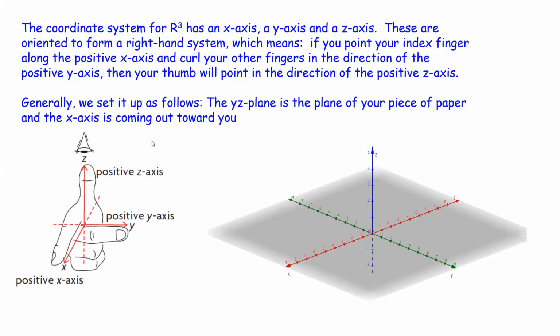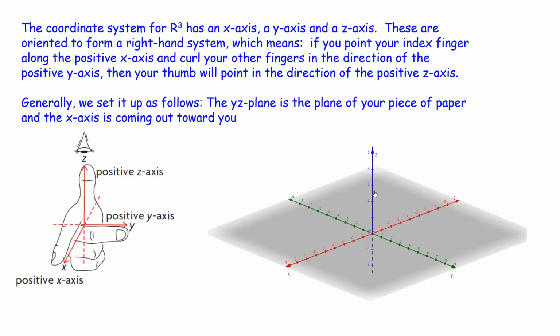So generally we refer to it as the YZ plane is the plane that is your piece of paper. So if you're looking at the screen right now, the YZ plane would be the piece of paper that you're looking at, and the x-axis is kind of coming out towards you. You kind of have to picture it that way. And if you look at the diagram I have over here, this comes from a website called GeoGebra, and you'll see that it has that basic format. So the x-axis is the one that's pointing out towards you.